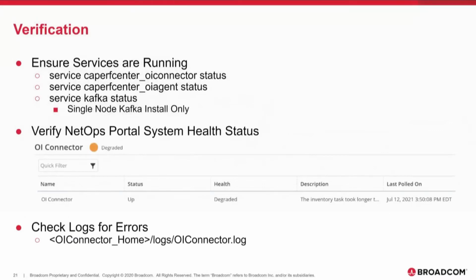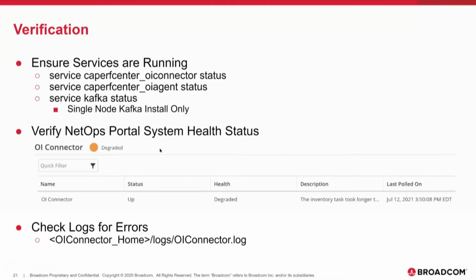Some basic steps to do after the install and configuration is all set up. You can get the status of any of the services individually just by running service, status name, status. For Kafka, you should expect to see both Kafka and Zookeeper running in the single node Kafka setup.